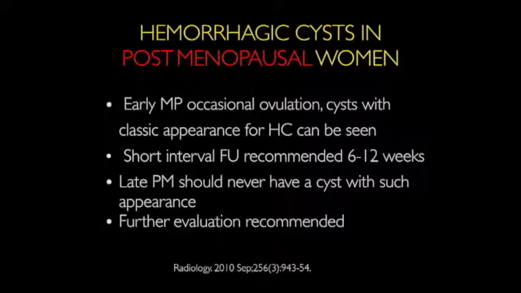Now, what is very important, though, if you see something in a postmenopausal patient, and because you can see a hemorrhagic cyst in perimenopausal patients, because they can occasionally ovulate, and those you should definitely follow up short term, such as 6 to 12 weeks, to make sure that this is not a mass or something that would mimic something else.